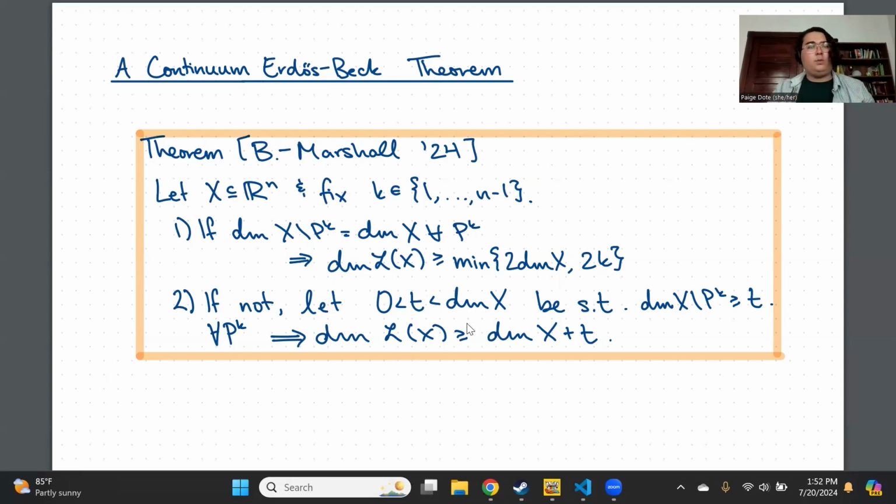And again, I should note this is the analog one should conjecture. It's like the logarithm of n times T, except we replace log n by the dimension of X. So this discrete to continuum analog is continuing to hold up, at least heuristically.